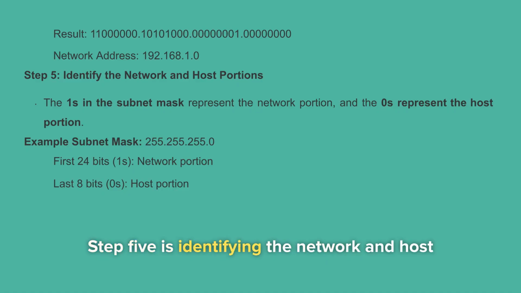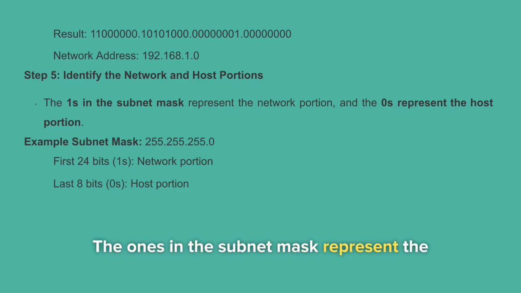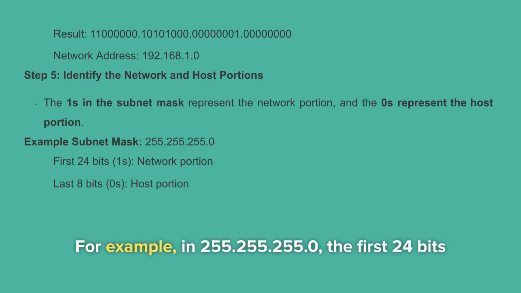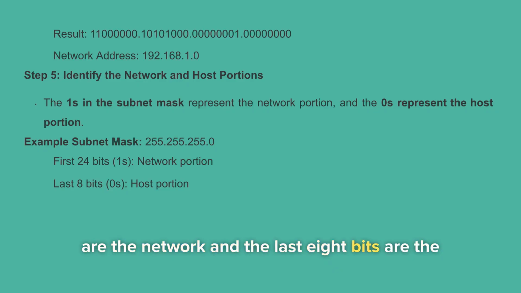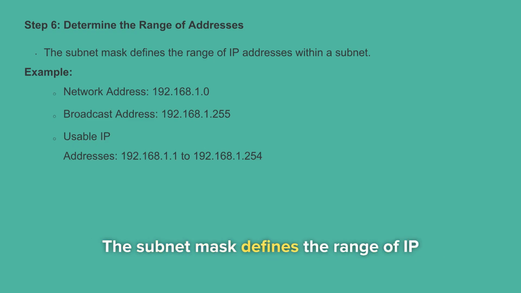Step 5 is identifying the network and host portions. The ones in the subnet mask represent the network portion, and the zeros represent the host portion. For example, in 255.255.255.0, the first 24 bits are the network, and the last 8 bits are the host. Step 6 is determining the range of addresses. The subnet mask defines the range of IP addresses within a subnet.